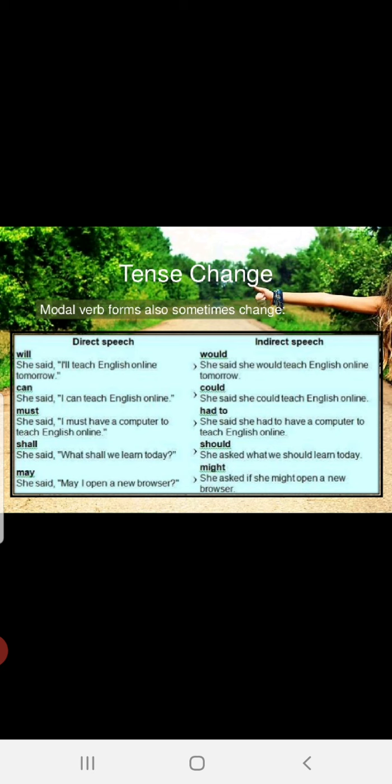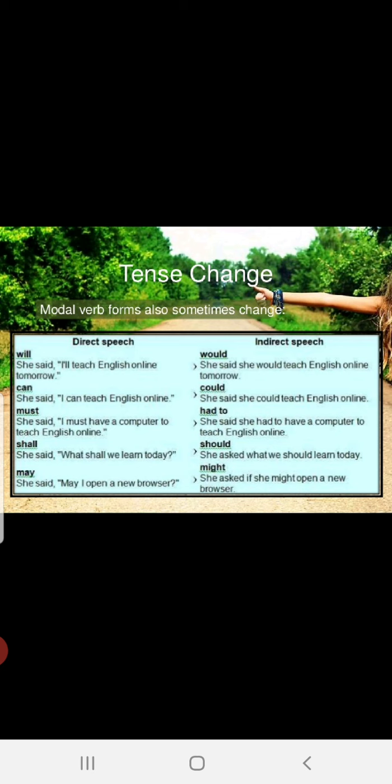Must: She said, "I must have a computer to teach English online." Had to. See children, must will change to had to. Must will not change to might. Okay. Must will change to had to. I am repeating this. Be careful. She said she had to have a computer to teach English online.